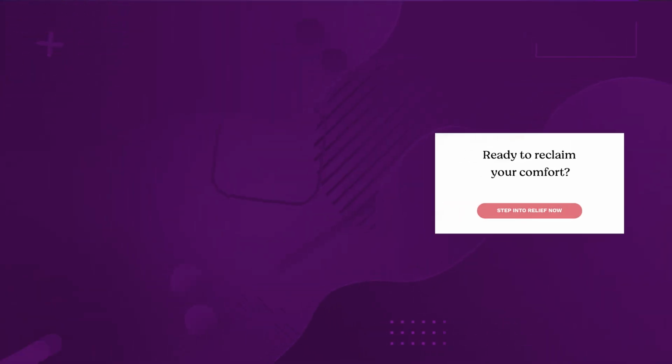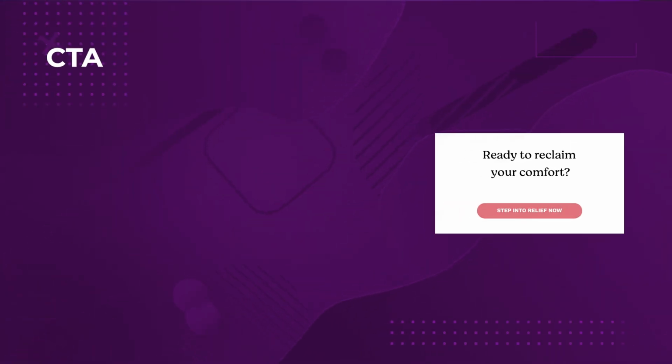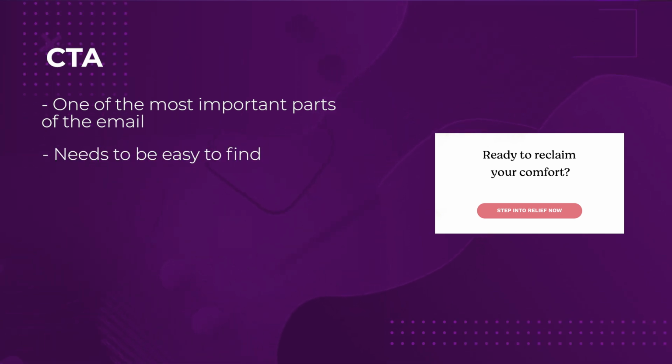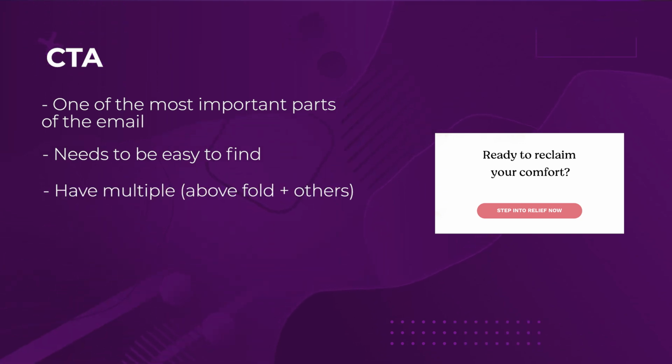And you'll see there's a couple CTAs here, and the CTA is one of the most important parts of the email. Our goal here is to get people to read and click. The CTA needs to be easy to find. It needs to pop. It needs to have some degree of contrast against the rest of the email. I'd recommend having multiple, especially for longer emails. Have one at minimum above the fold, and then have some others sprinkled through.